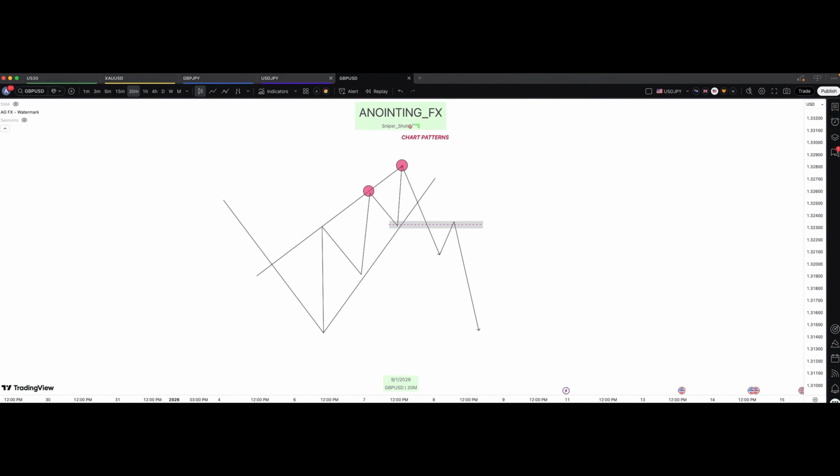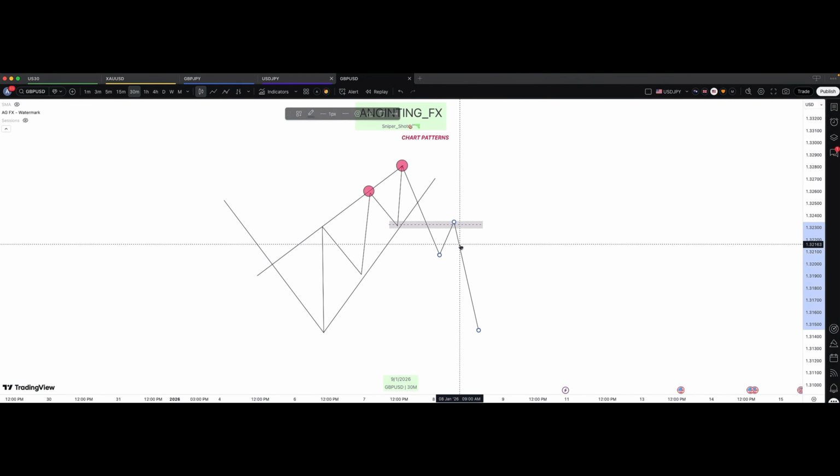When you are selling from this level, make sure you put your stop loss right above the zone. This is to protect your trade so that you don't lose more in case price goes to the upside. Now let me teach you quickly two types of retest.